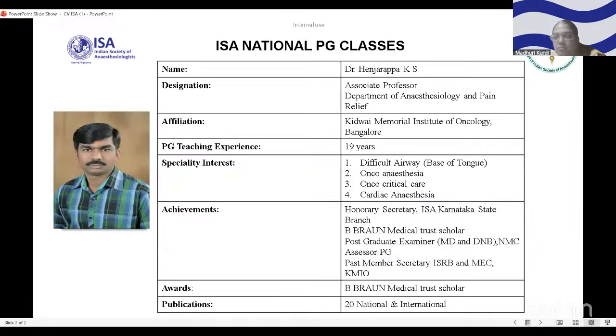The next faculty that we have, Dr. Henjarappa K. Sir, Associate Professor, Department of Anesthesiology and Pain Relief, Kidwai Memorial Institute of Oncology, Bangalore. Sir has PG teaching experience of 19 years. He has specialty interest in difficult airway, oncoanesthesia, oncocritical care, cardiac anesthesia. He is Honorary Secretary ISA Karnataka State Branch. He's been BBRON Medical Trust Scholar, Postgraduate Examiner, NMC Assessor PG, and past Member Secretary ISRB and MEC, Kidwai Memorial Institute of Oncology. Sir has received BBRON Trust Scholar Award and has 20 national and international publications. Welcome, ma'am. Welcome, sir.